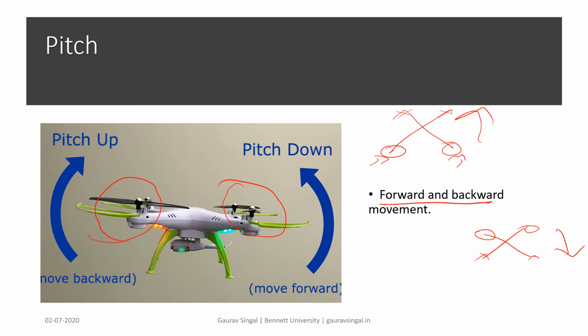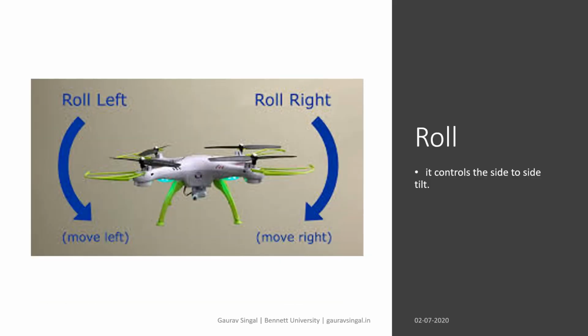The same scenario we are covering in roll. With roll you can move left and right. To move left, your right motors will move. To move right, your left motors will move. According to the motor movements, we can decide the drone movement, in which direction it will go: up, down, forward, reverse, left, right. What is the next instruction for the motors?